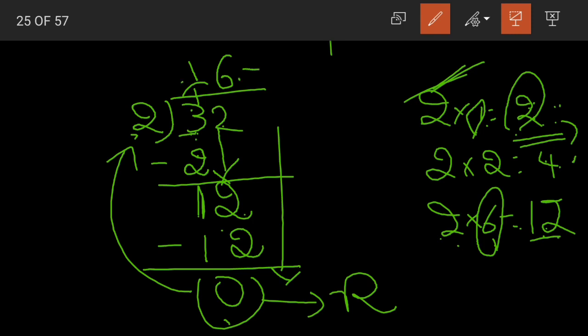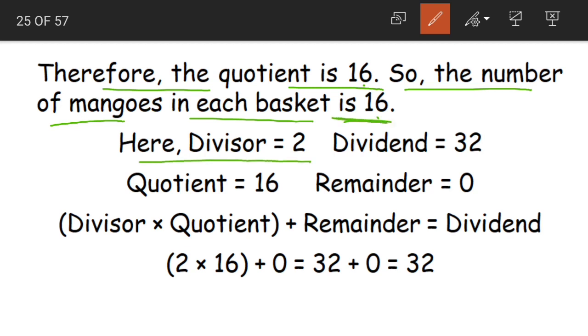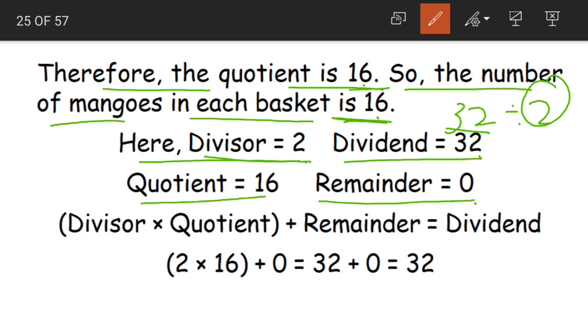Now 1, 6, 16 becomes our quotient. Therefore the quotient is 16. So the number of mangoes in each basket becomes what? 16. Here the divisor is, see, what did we do? 32 divided by 2. The smaller number is the divisor. The bigger number is the dividend. Quotient is 16 and the remainder is 0.